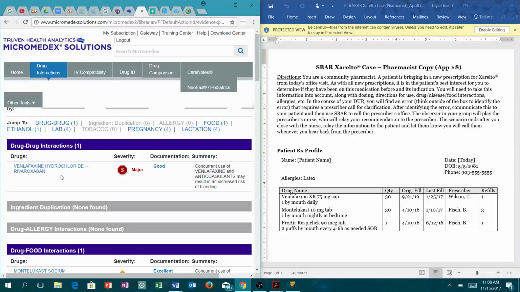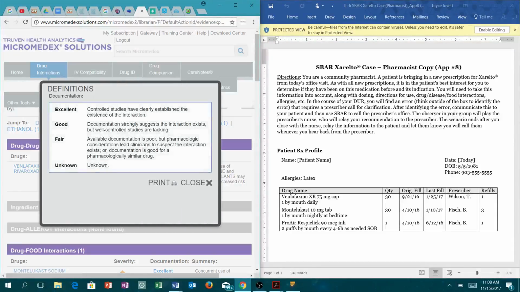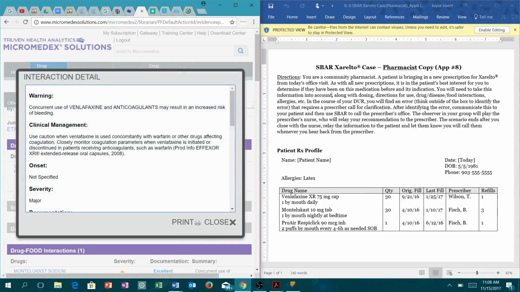Result: increased risk of bleeding. Great, great. Click that matrix right there. See what they say about that. Yeah, we already got that. All right. Okay. Go back. There we go. All right, use caution.